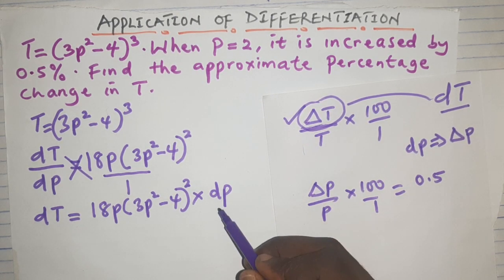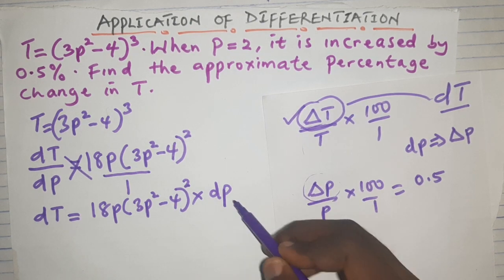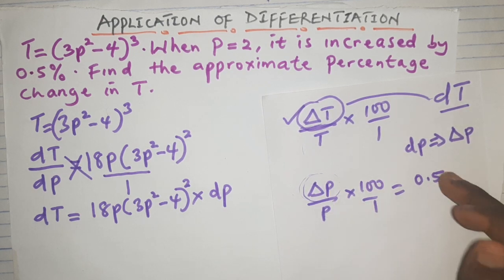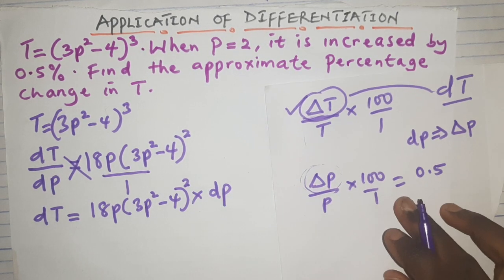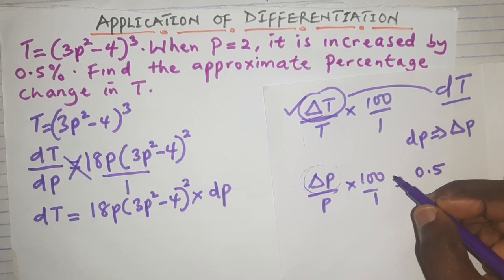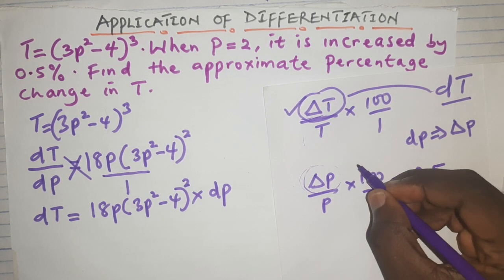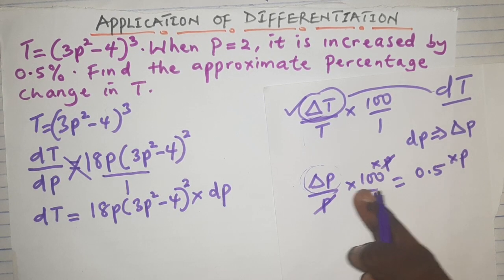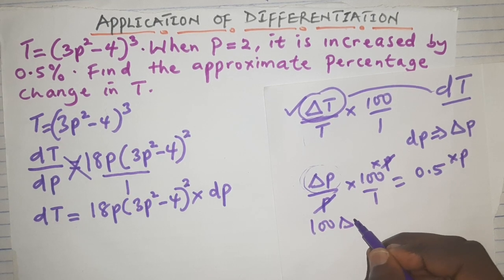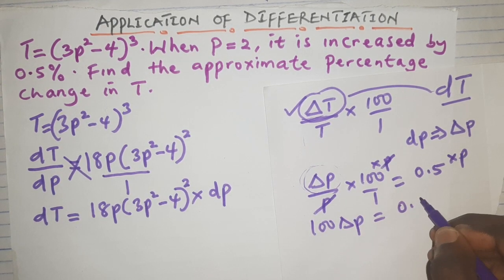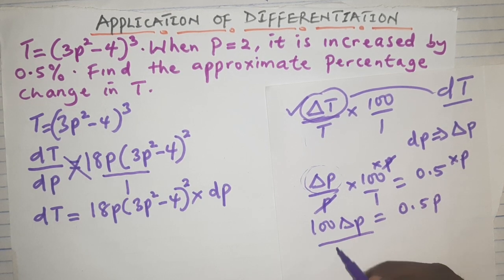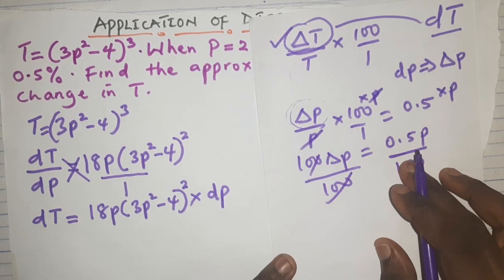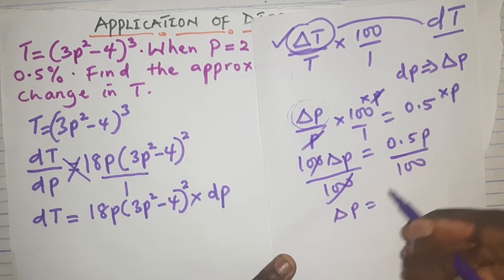So I need, remember that my change in p is the same thing as the dp. So from this equation here, I'll make this the subject of the formula and then fix the value here, and then I'm good to go. So what do I do? I can multiply through by p. So times p and times p. So p cancels p, and I have 100 change in p equals 0.5p. Then dividing through by 100 cancels 100. Then my change in p will now be this divided by 100.